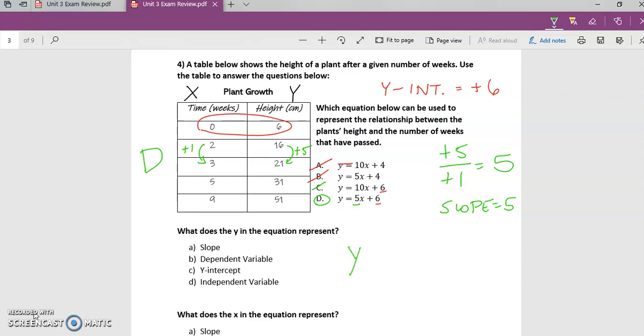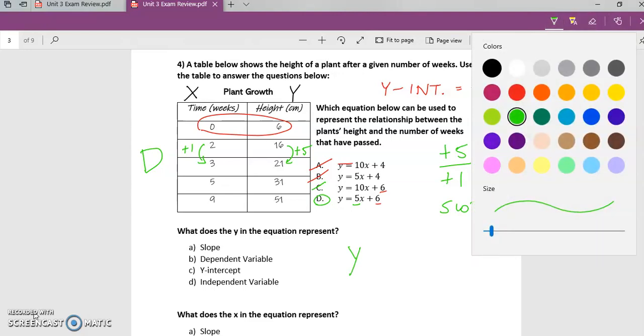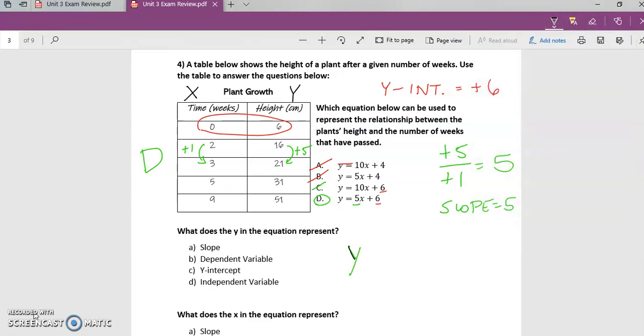So remember, all of our equations of a line, they go y equals mx plus b. Like that's usually the form that we start with. So the m is the slope, right here. The b is the y-intercept. Those are the easiest to remember. But now we need to know, okay, what does the y stand for? What does the x stand for?